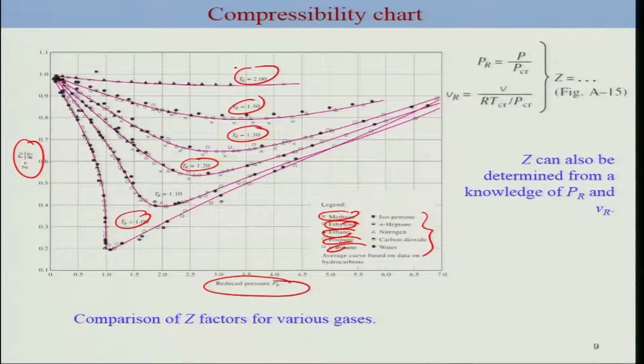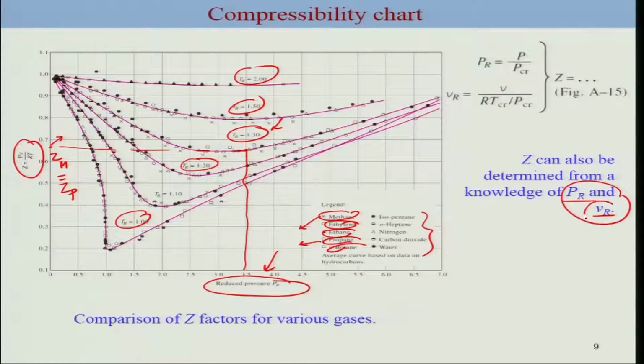So what does it mean? If you take, let's say, methane and propane, and you take a value of reduced pressure at a certain point, and for a specific TR value, you can find out the Z value. So Z for methane will be the same as Z for propane, as long as the PR and TR for both systems are the same. Based on this, you can do calculations, obtain the Z values, and find out the deviation from ideality. Z can also be determined from the knowledge of PR and VR. That's what we said, so VR can be used to calculate.